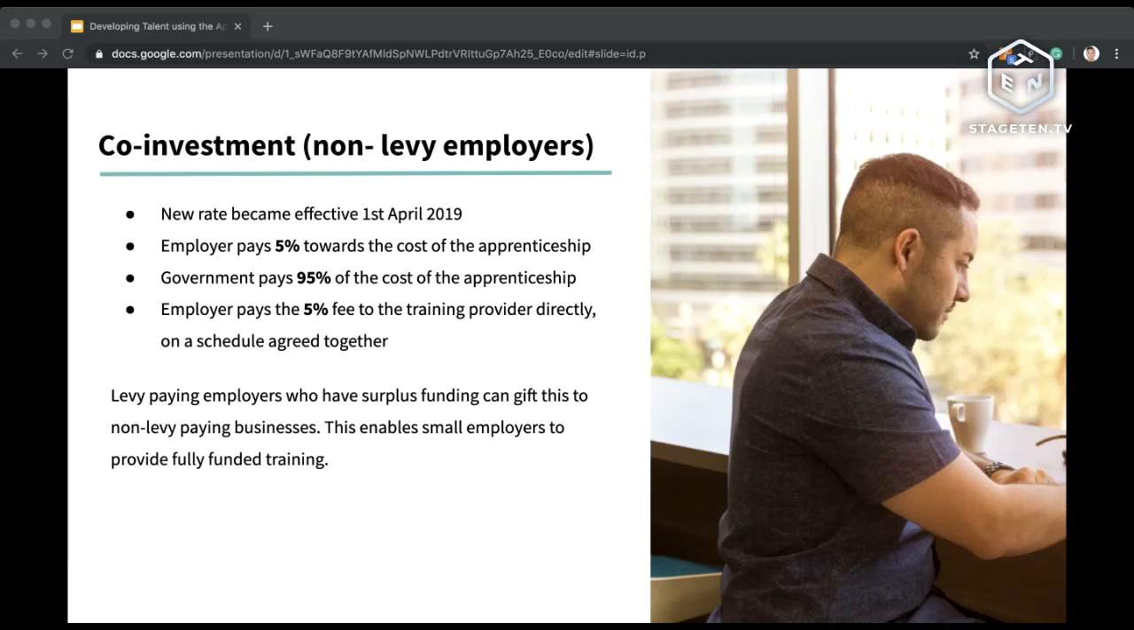An additional fact to note here is if you are a levy payer and you have excess funding in your levy that you're not able to spend, then you can use this money to gift to smaller businesses. And then they don't even have to pay the 5%.